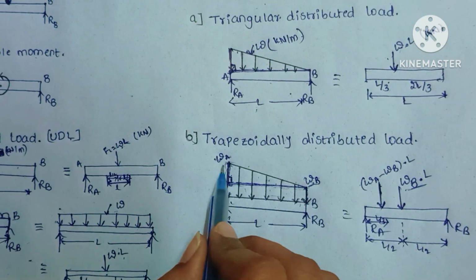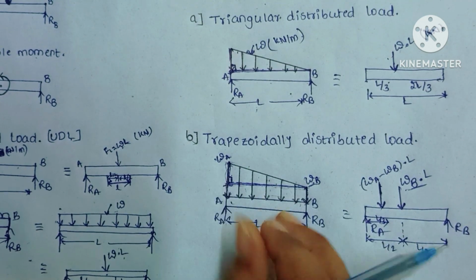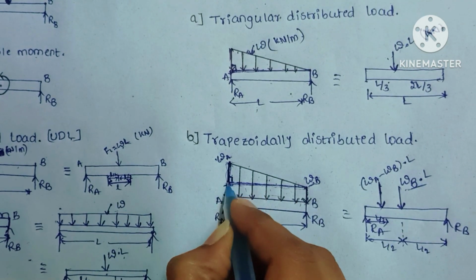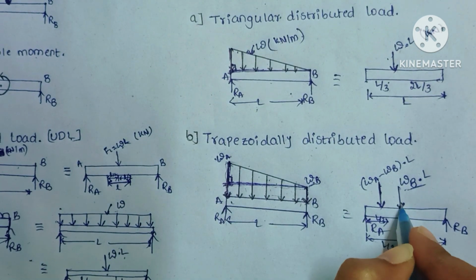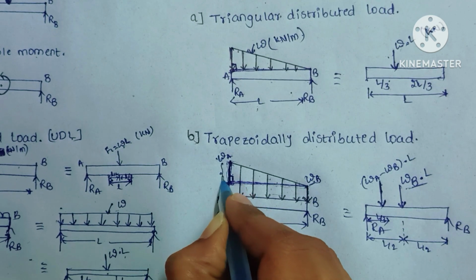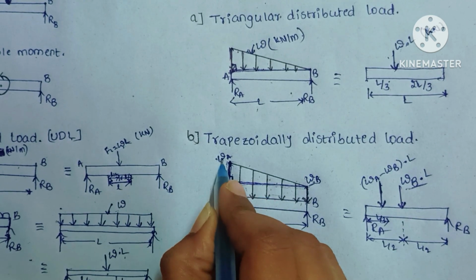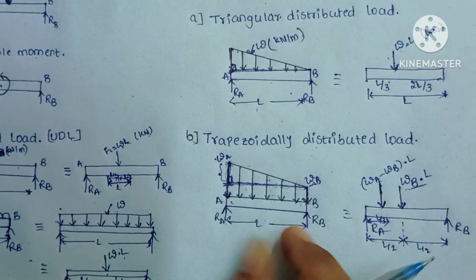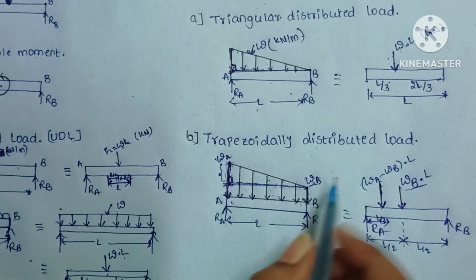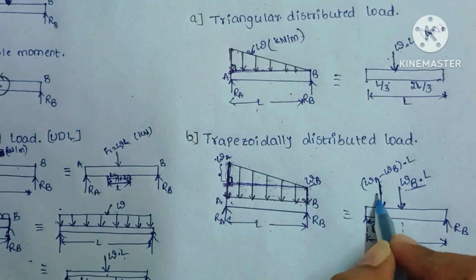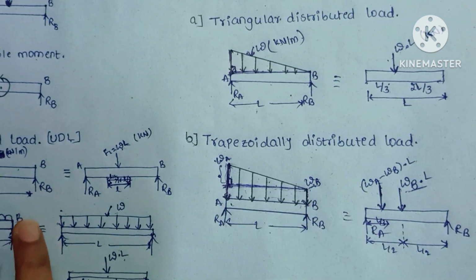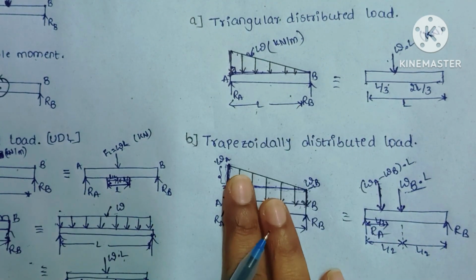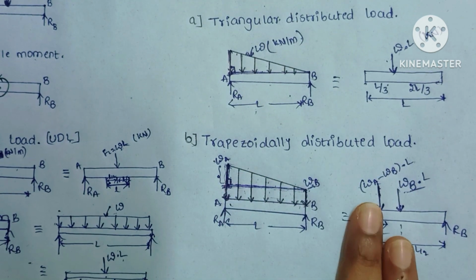How much load is acting here? This is the total load acting on the beam. So we need only this much of height, because this much of load is already indicated here. We need only the remaining height, so that is omega A minus omega B, and up to here it is L, so into L. In this way we can convert uniformly distributed loads or uniformly varying loads into point loads.